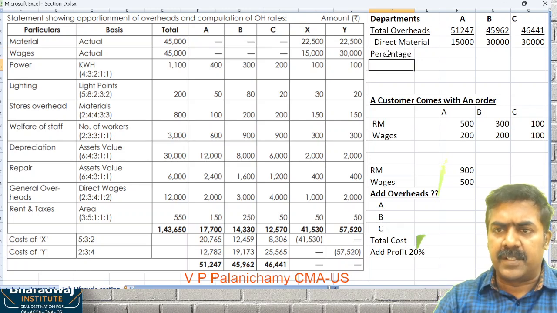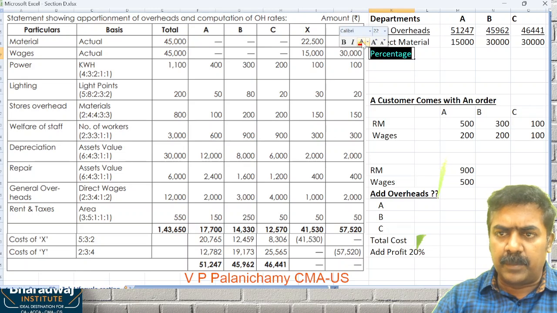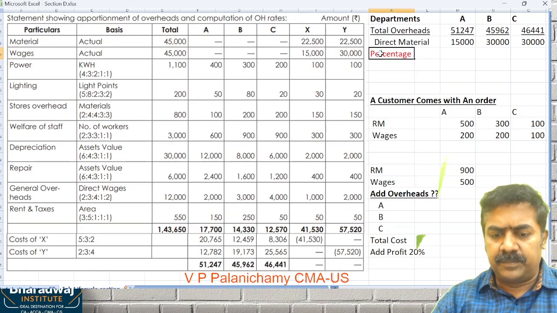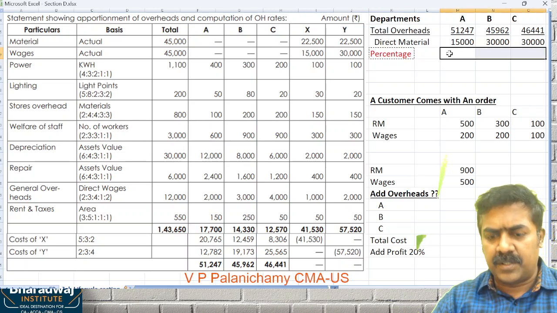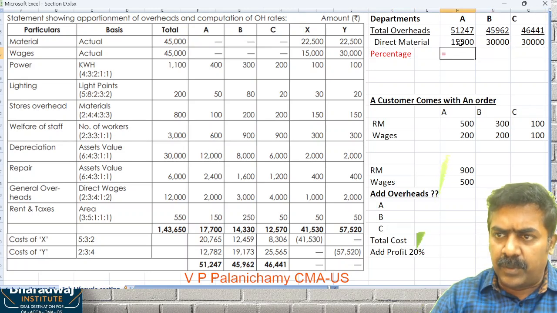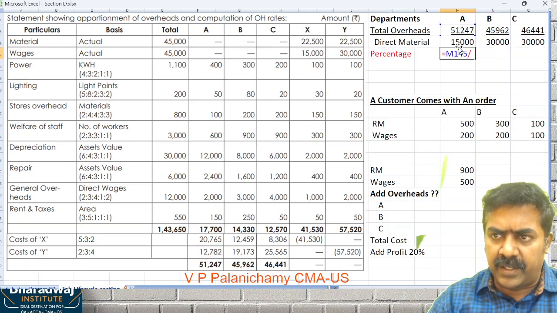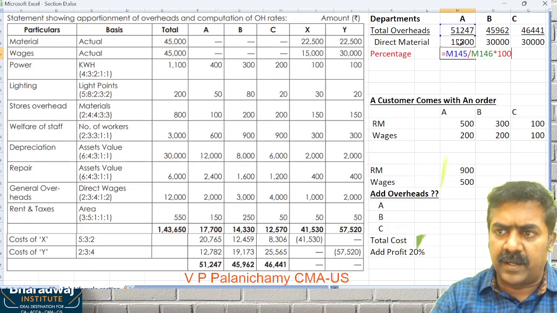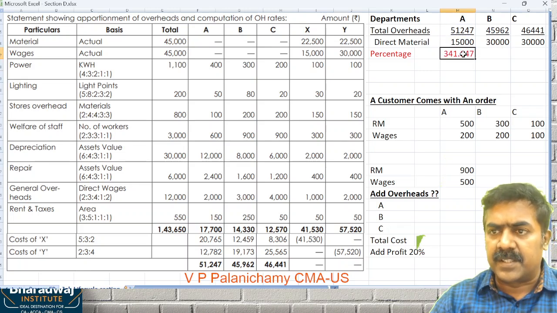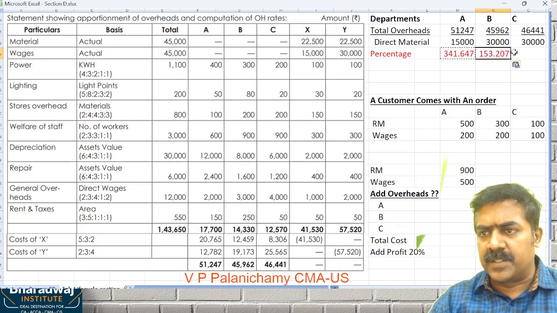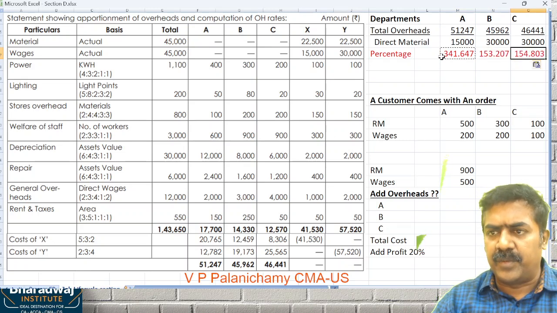How to work out the percentage? Simple. 51,247 divided by 15,000 into 100. This is a percentage: 341%, 153%, 154% like that.